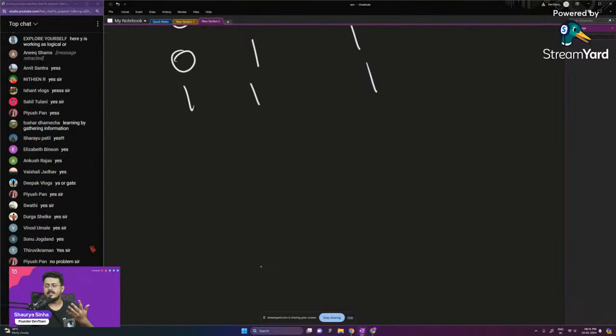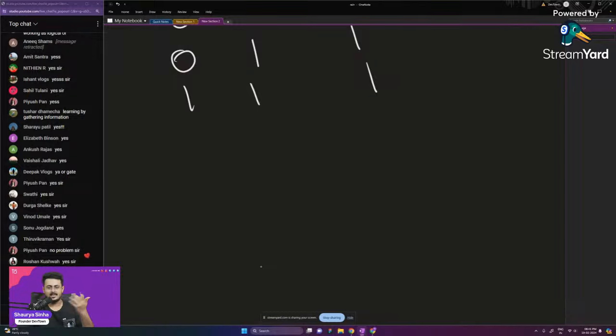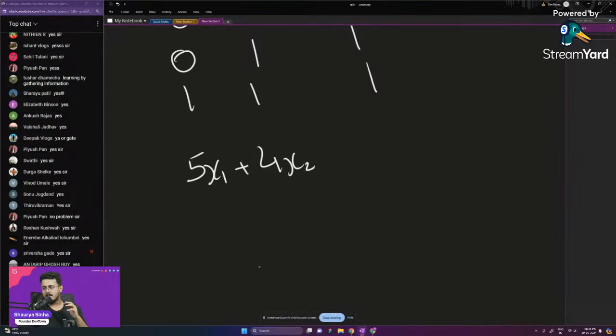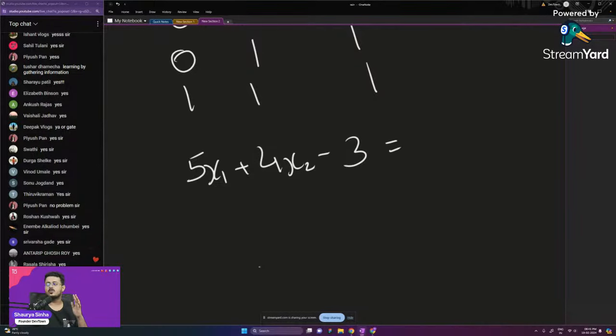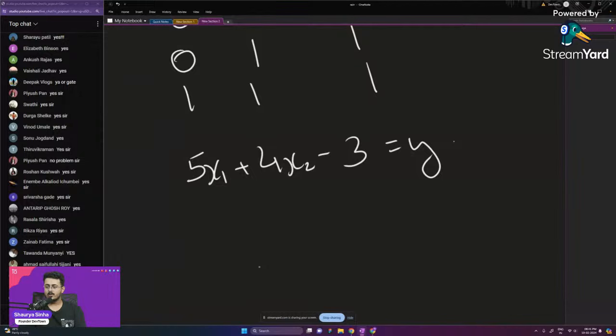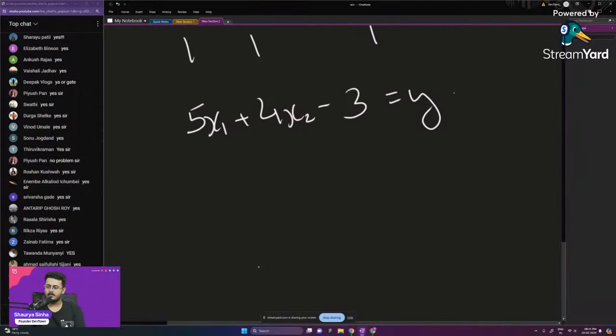Let's assume we get a particular value of A as, let's say, 5. Okay, 5x1 plus 4x2 minus 3 is equal to y. I frankly don't know, I have not put in the values. If somebody is able to do that, please let me know what the answer is. But still, let's take that these are the values of A, B, and C that we were able to get. Now, shall we put this in our perceptron model, guys?